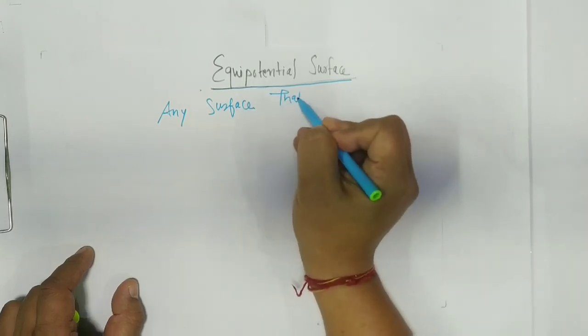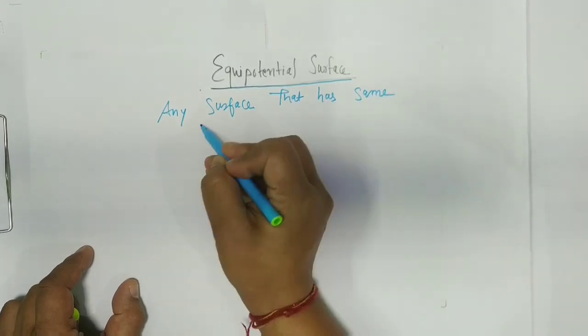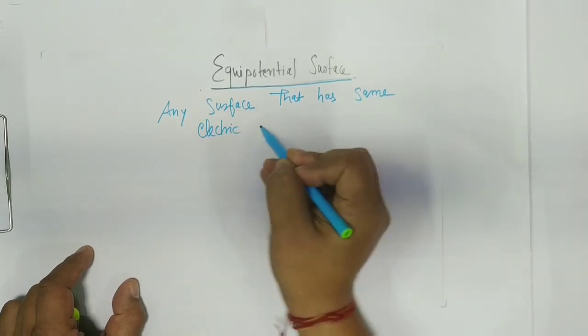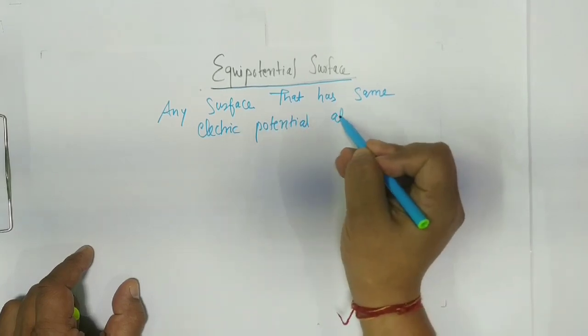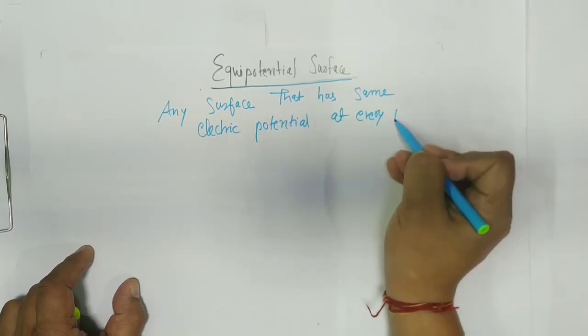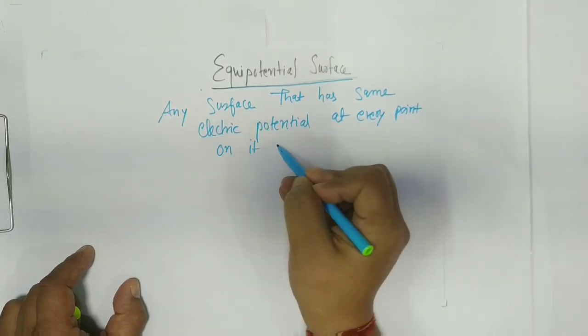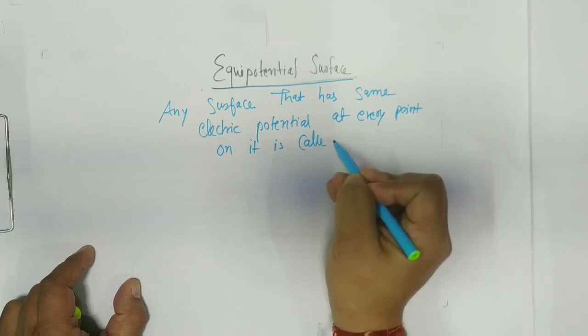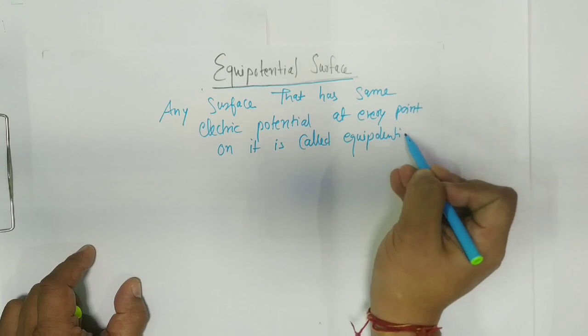So equipotential surface you can define as any surface that has the same electric potential at every point on it is called an equipotential surface. Simple. Same potential, equipotential surface.